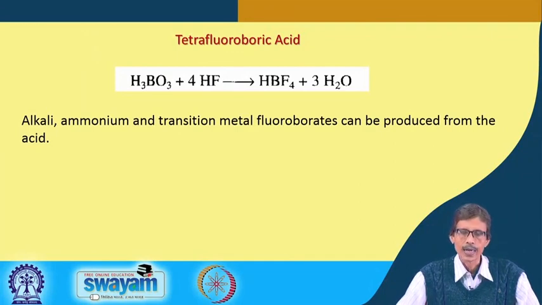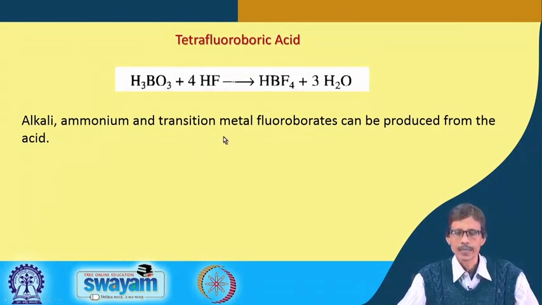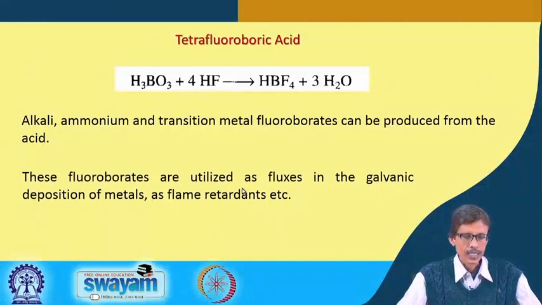which is a very good source of fluoride ion, as well as a catalyst sometimes, and it is also a very good anion, that is BF4 minus, the fluoroborate anion, a small tetrahedral anionic structure it can have for different types of solid state synthesis or solution synthesis. Then if you substitute this H by an alkali metal ion or ammonium ion or any other transition metal ion, you get the corresponding fluoroborates. So, these fluoroborates can be prepared from the corresponding acids, and they are utilized as fluxes in the galvanic deposition of metals.